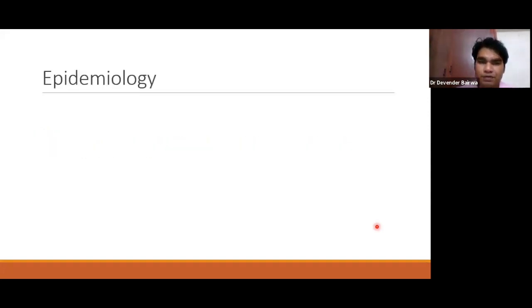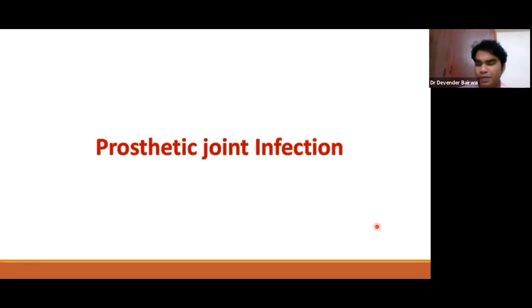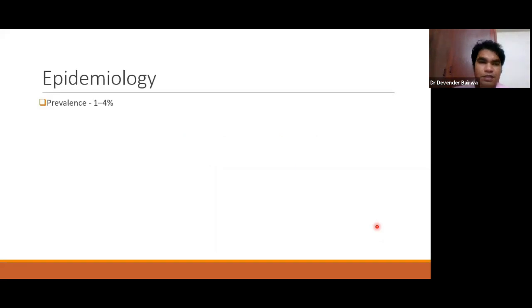Coming to prosthetic joint infection. Basically, whenever there is total joint damage, let's say we have done a total knee replacement or total hip replacement, there are two things. First, there is the presence of foreign material in the body. Second, there is a history of intervention. Both of these are responsible for increasing the chance of infection. Generally, prevalence is 1 to 4%, but it is more common with knee prostheses: 1% for hip prosthesis and 2% for knee prosthesis.